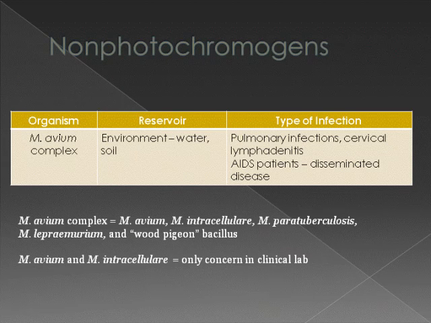Then we have our non-photochromogens, which includes our Mycobacterium avium complex. This is found in the environment pretty much everywhere, including water and soil. Causes pulmonary infections, cervical lymphadenitis, and in AIDS patients, it can be more severe and cause disseminated disease. On the bottom there, you can see Mycobacterium avium complex includes Mycobacterium avium, intracellulare, paratuberculosis, lepraemurium, and wood pigeon bacillus. Avium and intracellulare are the only ones that we're really concerned about in the clinical lab.